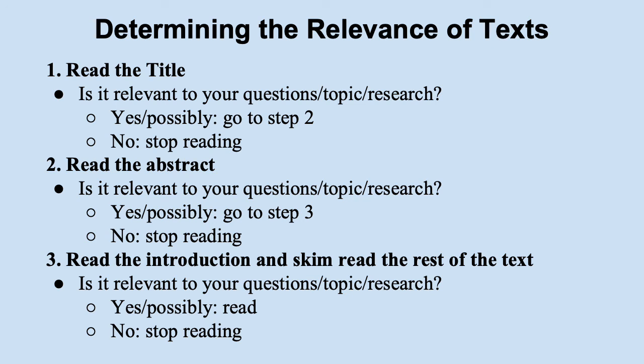The second step is to read the abstract. An abstract is usually one paragraph at the beginning of an academic journal article, and it gives an overview of the main argument, the main points, and the main findings of an article. So it's basically a synopsis of the article. It's a really good place to start when you're trying to determine if an article is relevant. So read the abstract, determine if it is relevant to your question. If it is, keep reading. If it's not, stop reading.